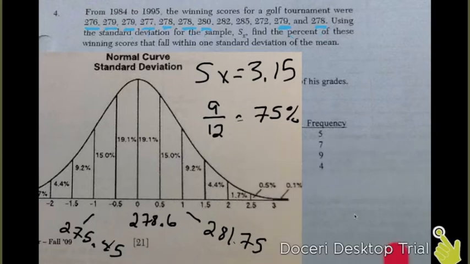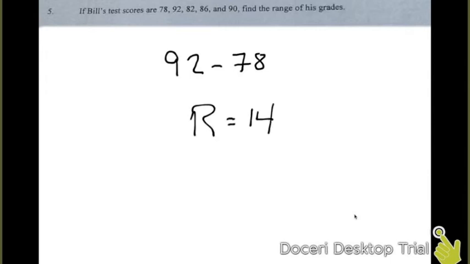The next question, if Bill's test scores are 78, 92, 82, 86, and 90, the range, well, for the range you're going to take the highest, which is 92, and you're going to subtract the lowest, which is 78. 92 minus 78 is 14. So our range here is going to be 14.